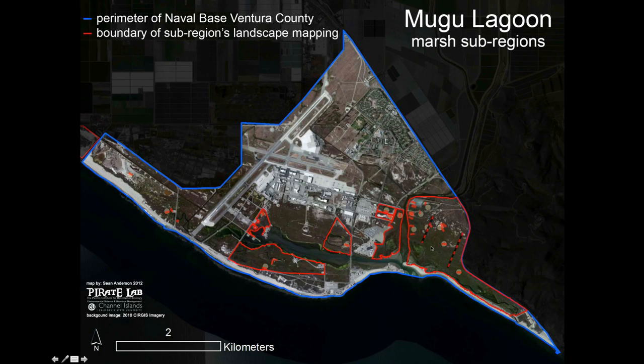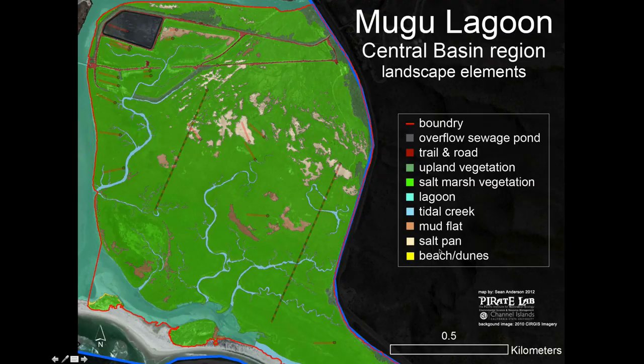If we zoom in on this central area that we call the Central Basin, again what we see is that primarily vegetation is the most common landscape element. Although here there is a much greater array of salt pans, of bare open space.